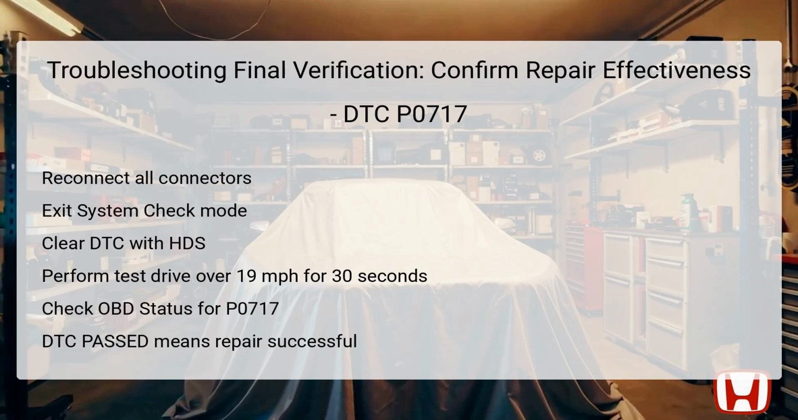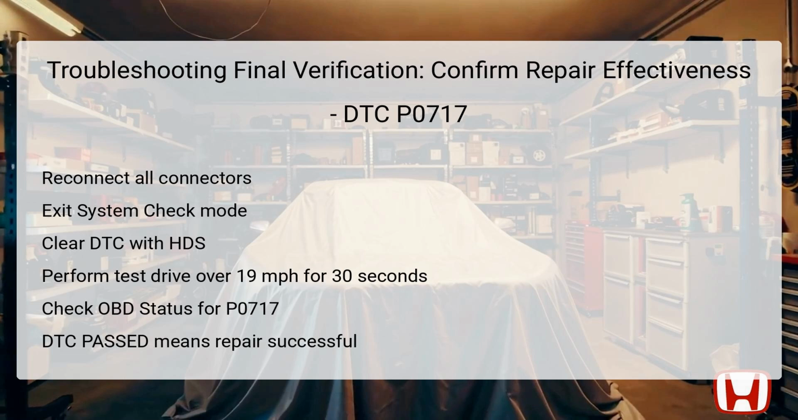The final step in the troubleshooting process verifies whether the repairs rectified the issue. Reconnecting all disconnected connectors ensures the circuit is complete. Exiting the system check mode and clearing the DTC using the HDS prepares the vehicle for a fresh diagnostic cycle. The test drive should conform to the specified speed and duration to ensure the sensor is active and signals are transmitted properly. Monitoring the onboard diagnostic system for the status of P0717 indicates the success of the repair.